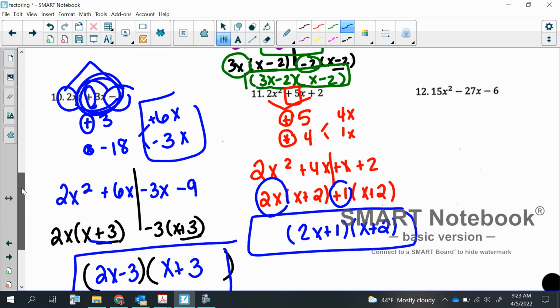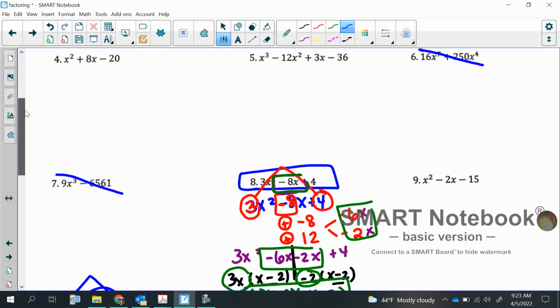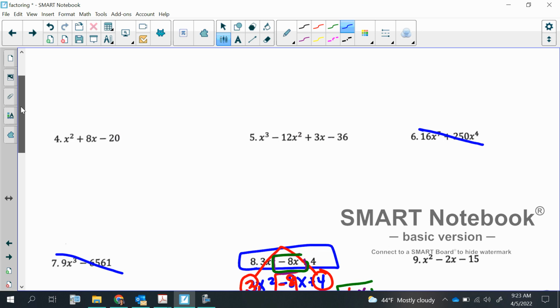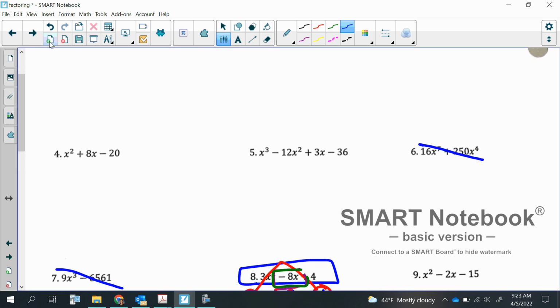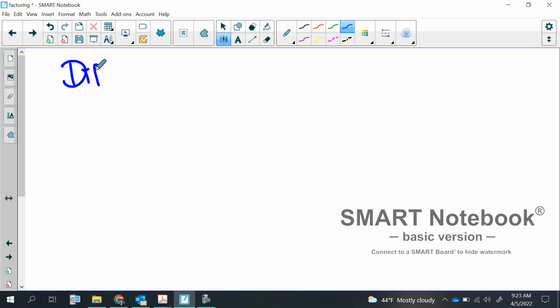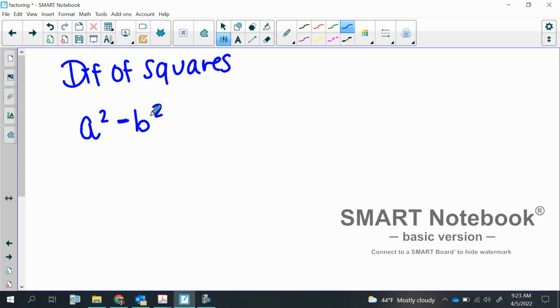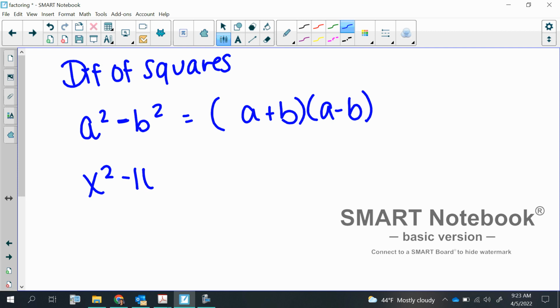So the last thing I want to talk about, and of course there are a few more problems on here before we get to factoring by grouping, is difference of squares. Difference of squares isn't particularly on here, but all it says is that if you have a squared minus b squared, subtraction in between two perfect squares, it breaks up into a plus b, a minus b. You have seen this before with x squared minus 16. These are both perfect squares. Square root of x squared is x. Square root of 16 is 4. So you get x plus 4, x minus 4.